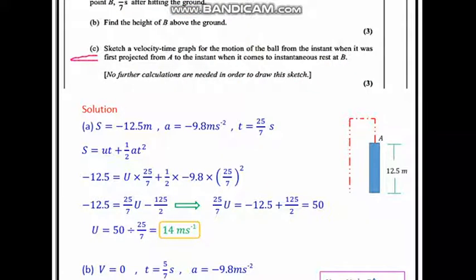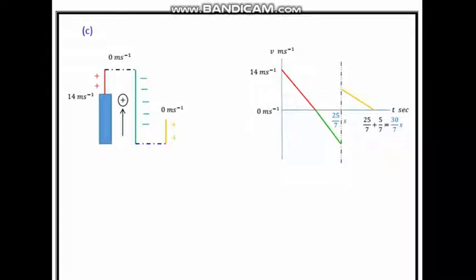Part c: sketch the velocity-time graph for the motion of the ball from the instant when it was first projected from A to the instant when it comes to instantaneous rest at B. Let's see how to solve it. We can draw the total motion of the body. First, it moves up to a point, then comes to v equals 0, then moves downward, then hits the ground and comes upward another time.